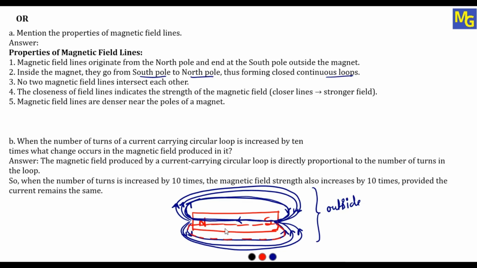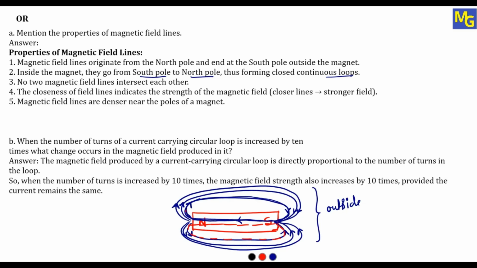So remember, inside the magnet the field lines go from south to north, and outside the magnet from north to south, so that they complete a circuit. It will be a closed continuous loop. Now, no two magnetic field lines intersect each other. These magnetic lines will never intersect.